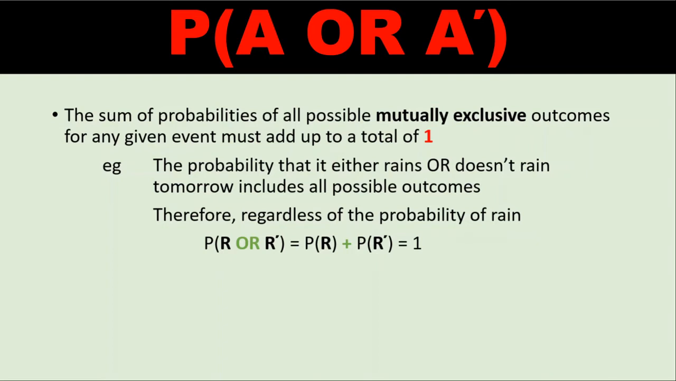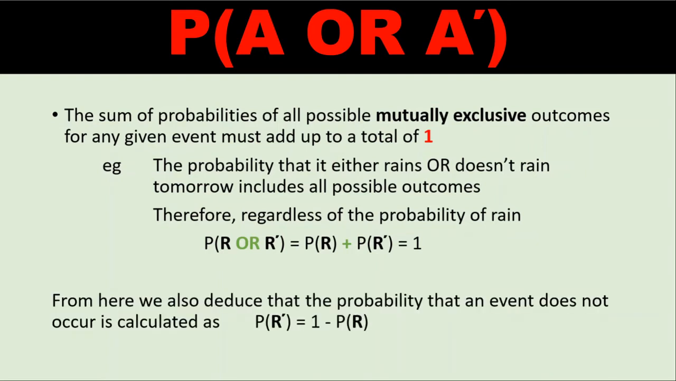So it really doesn't even matter what the probability is that it rains, because the probability that it doesn't rain would be the rest of the probability. So from here we can deduce that the probability that any event does not occur can be calculated as 1 minus the probability that it does occur, because this should include all possible outcomes.